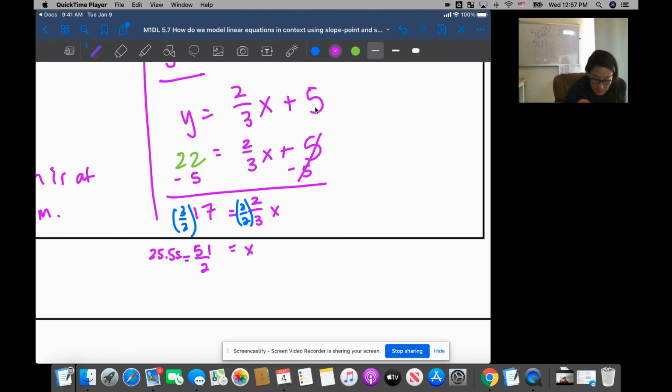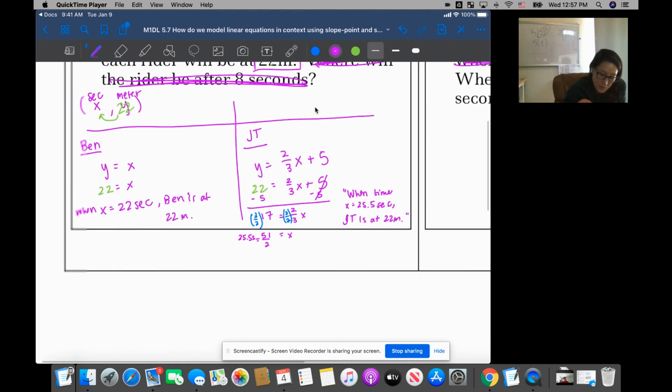So if I were to say this, when the time is equal to 25.5 seconds, JT is at 22 meters in his race. Okay, so who gets to 22 meters faster? Well, looks like Ben does, right? Takes him less time to get to the same distance.